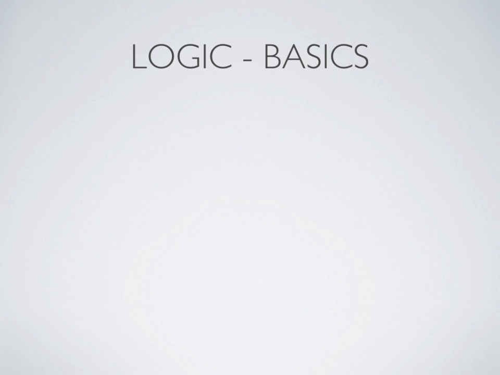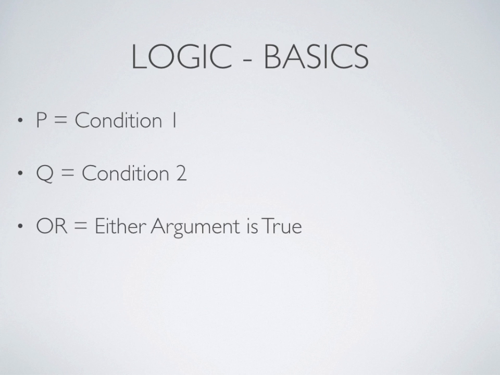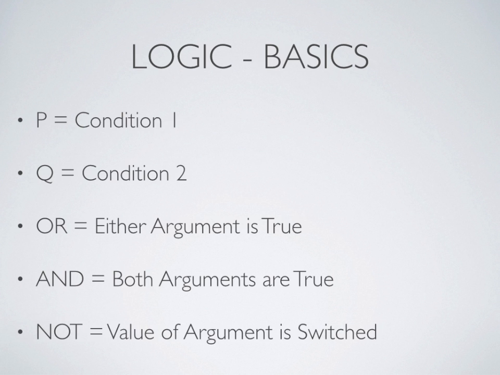So the basic concepts in logic: you have two conditions. Your first condition is usually P, and your second condition is Q. Don't ask me why, that's just how it's done. And then you have three arguments. The first one is OR, where either argument is true. The second one is AND, where both of the arguments or conditions are true. And then the last one is NOT, where you simply reverse everything. So let's go and take a look at this real quick.